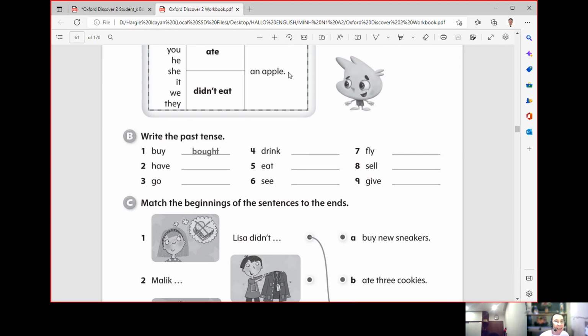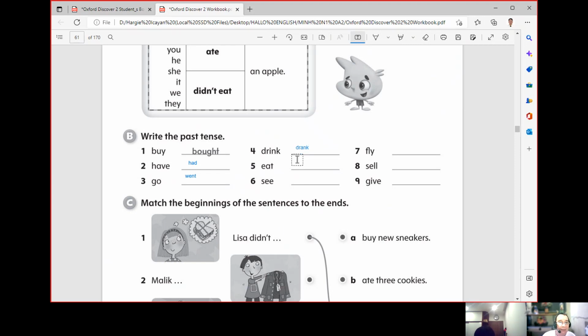Next. Write the past tense of this. So number one has been given. What's the past tense of buy? That's bought. What about have? Had. Very good. What about go? Went. Very good. What about drink? Drank. Very good.